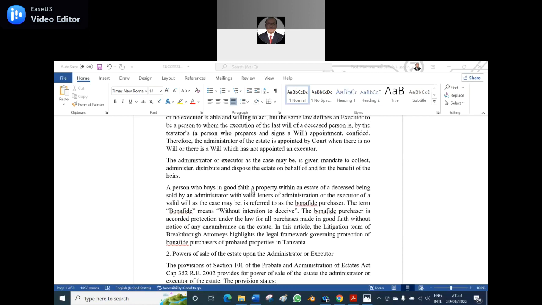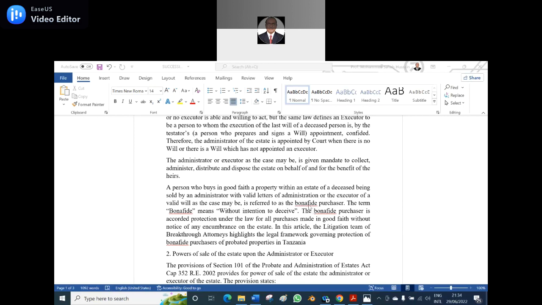A person who buys in good faith property within an estate of the deceased, being sold by an administrator with a valid letter of administration or by the executor of a valid will, as the case may be. What does that mean? When the property was sold by the administrator in good faith, and a person has purchased it with a valid letter of administration or the executor of the valid will, as the case may be, he is referred to as a bona fide purchaser.